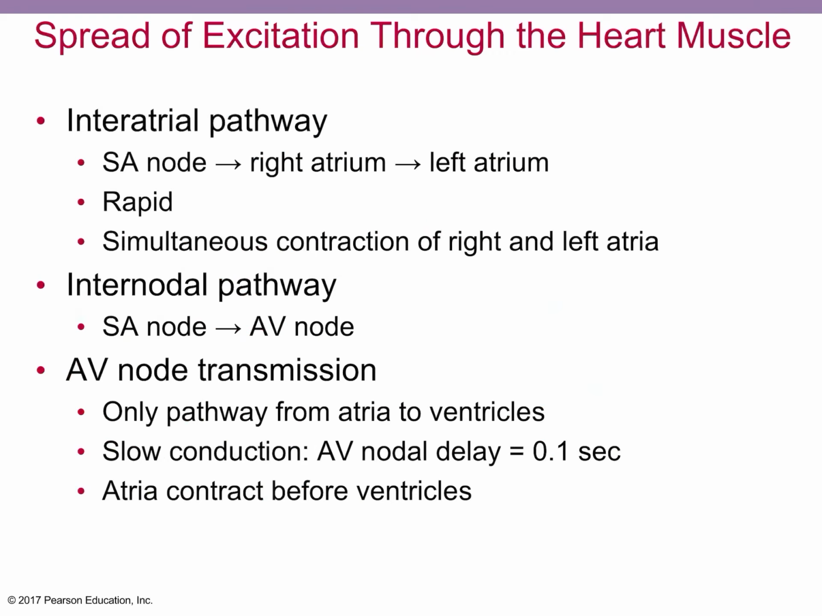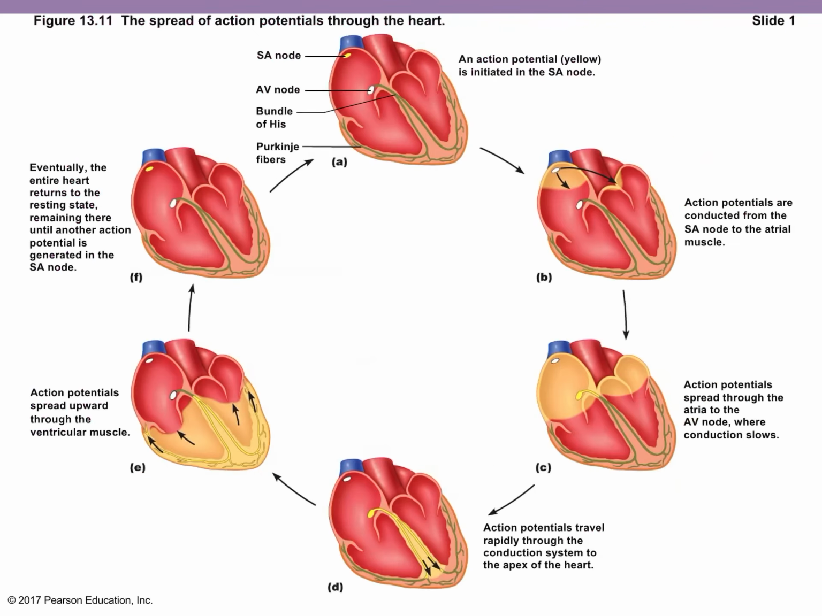This is just a wrap up, sorry, I didn't realize I had this. So in the interatrial pathway, we have simultaneous contraction of the left and right atria. This is very quick. And then we have the internodal pathway from the SA node to the AV node. The AV node is going to slow the conduction, and it's going to cause the ventricles to contract after the atria. So the atria contract before the ventricles.